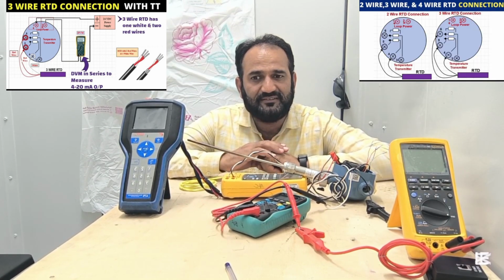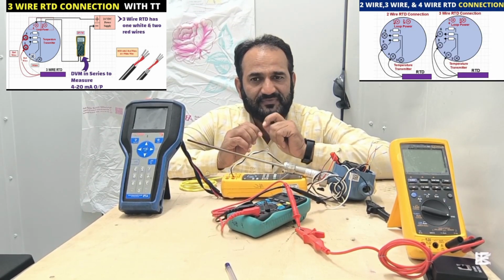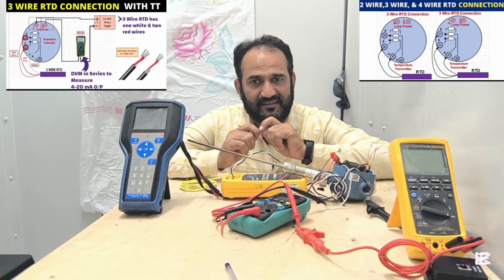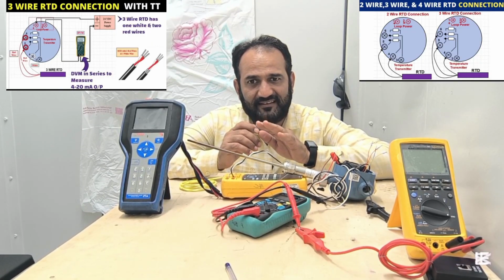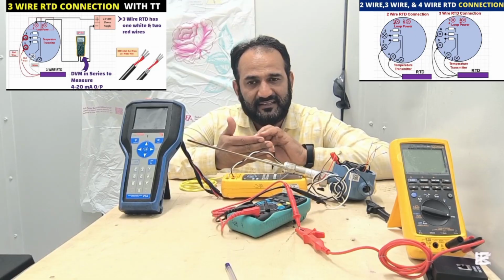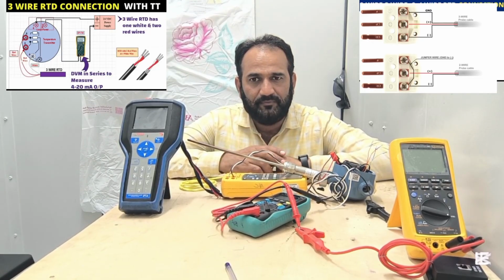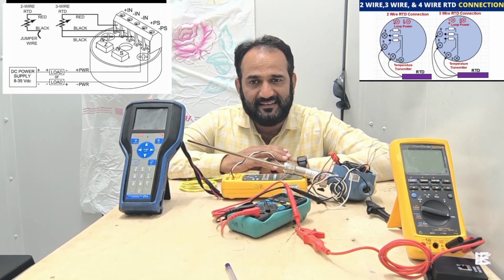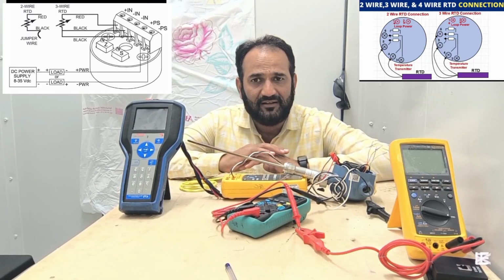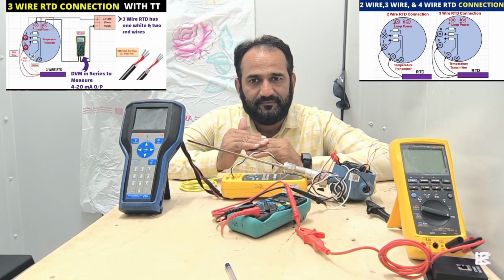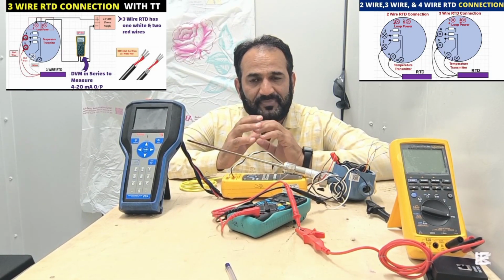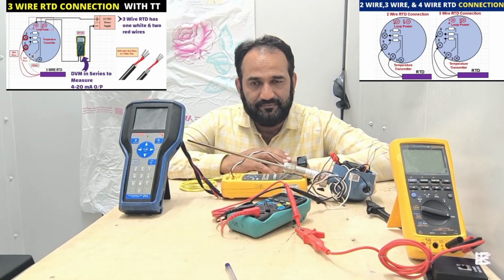For the Pt1000, we subtract the 1000 ohms from the complete resistance, and after that we divide by 3.85 ohm and we get the temperature in Celsius. These all depend on the model of the RTD.